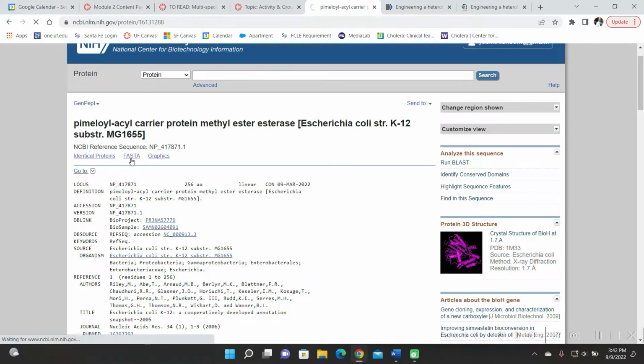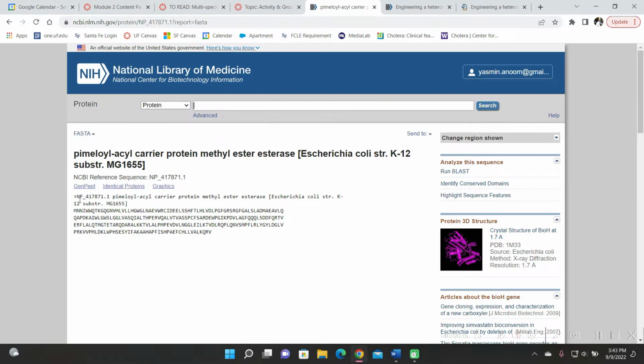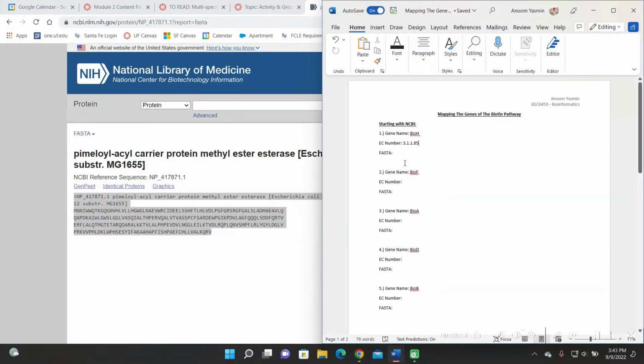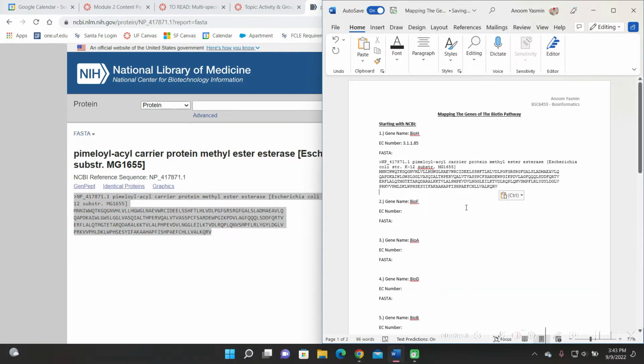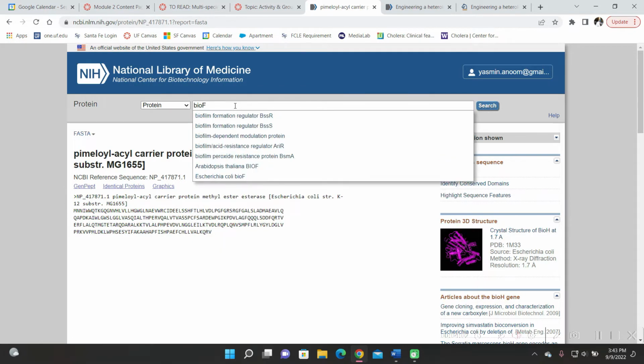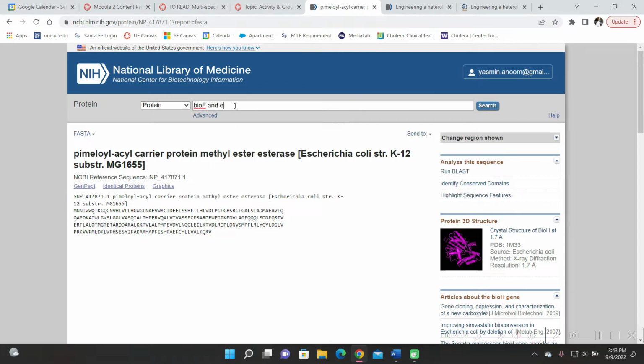Then I went up to the FASTA area and copied the FASTA file, which had both the enzyme name and the protein amino acid sequence that we needed for this assignment. And then I essentially repeated this process another 4 times for all of the other genes that we needed to find, or specifically the proteins of the genes.